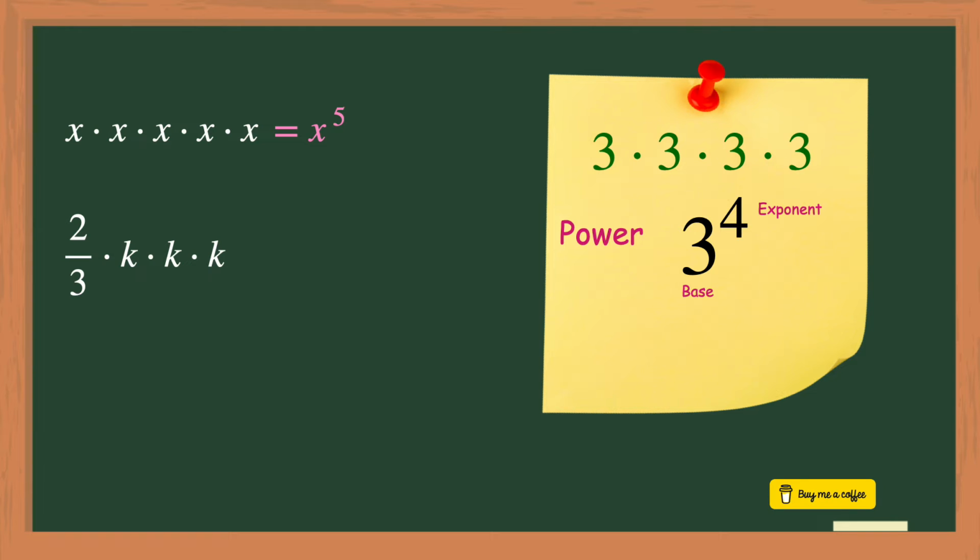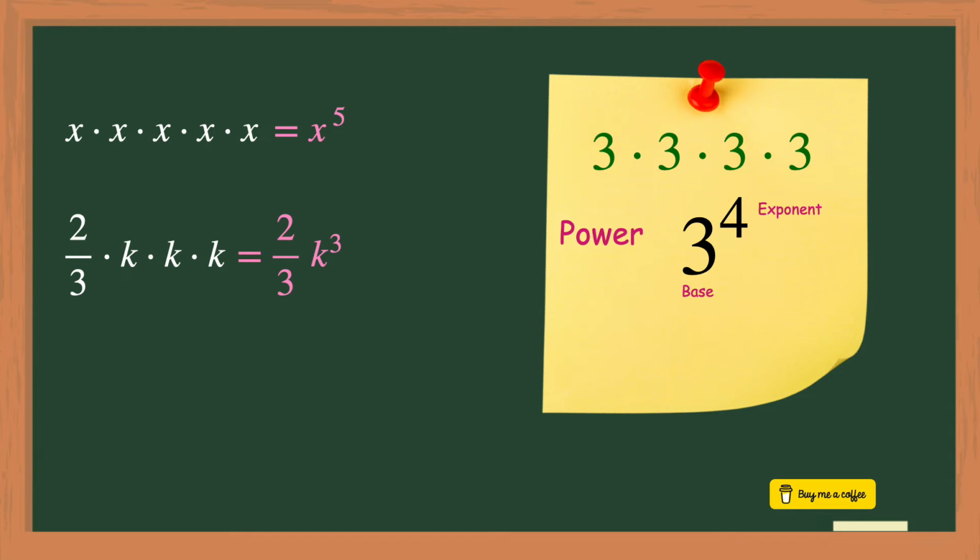This next expression has a fraction of 2/3 being multiplied to the variable k. The first thing I'll do is bring over the fraction of 2/3. Then I can see that the variable of k can be rewritten using an exponent. So I will write k to the 3rd power.